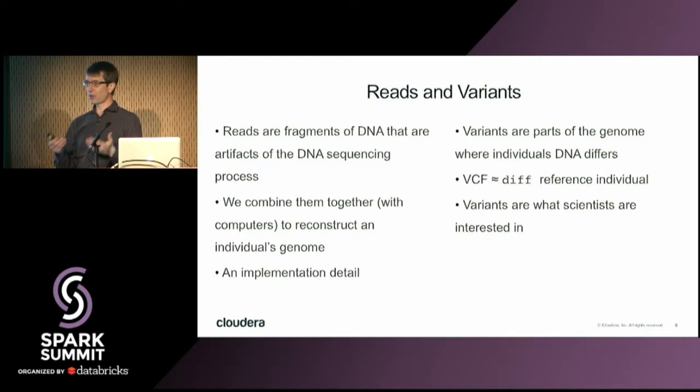So variants are what we're trying to get, because that's what research scientists are interested in. They want variants for a population, and then they can start looking at the different variants and try to understand the association between disease and those variants.